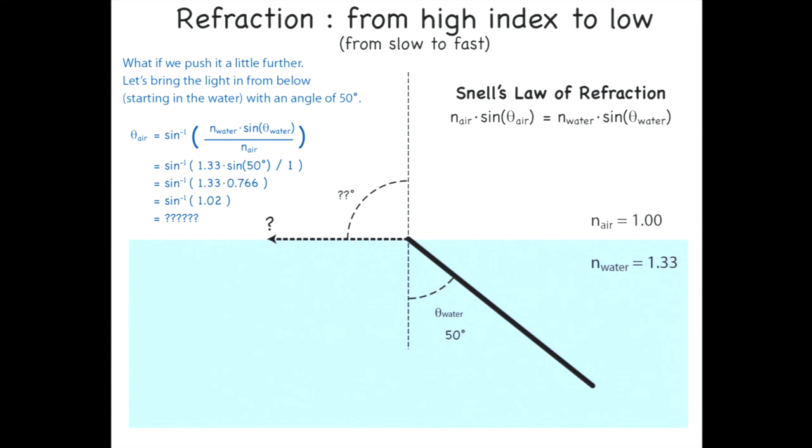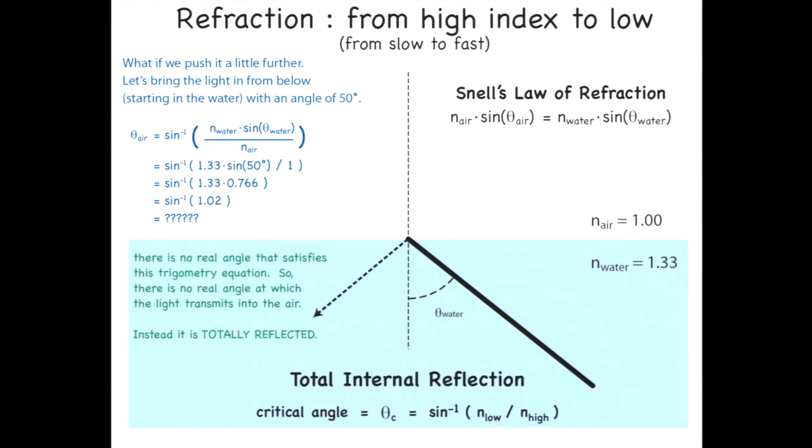So if the math is telling us that there is no real solution for the angle of light that is transmitted out of the water, then the math is telling us that the light doesn't get transmitted out of the water. And that's exactly what happens. If you come in at a large enough angle, there is no real angle that satisfies Snell's law, and so there is actually no light that transmits into the air. It's totally reflected. And that phenomenon is called total internal reflection.